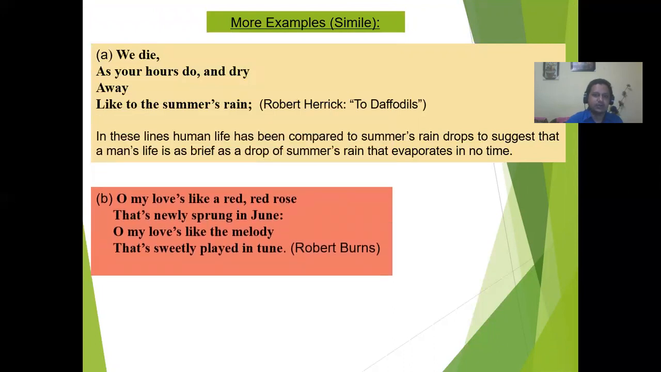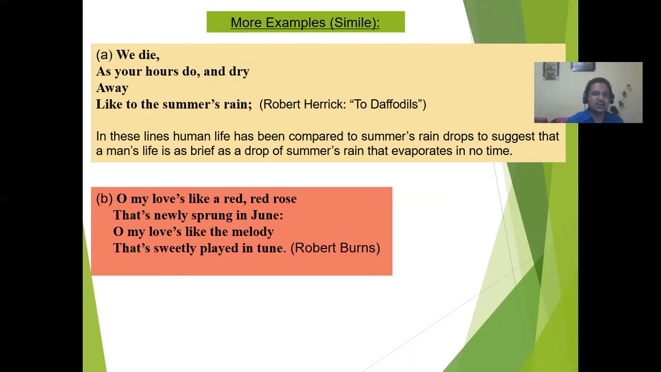Another example: "O my love's like a red, red rose that's newly sprung in June. O my love's like the melody that's sweetly played in tune." Robert Burns. Here there is a comparison made between love and a red rose, then love and melody. We find a very romantic expression in this stanza.